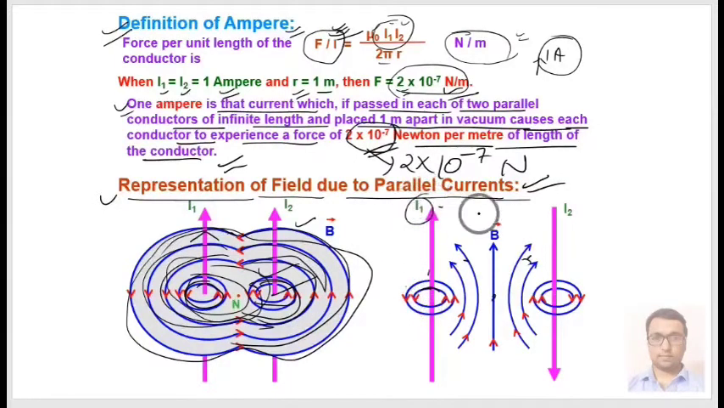Now if the current is moving in the opposite direction, then these magnetic field lines can be drawn like this. Means at the center it is moving this way, like moving away from each other, and it is making a small encircle, as a current carrying wire makes magnetic field lines around itself.